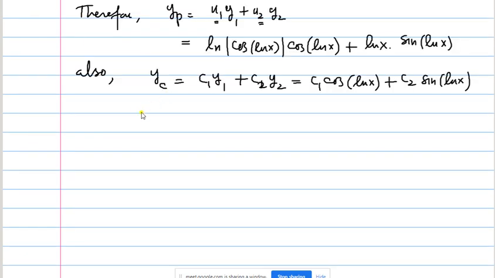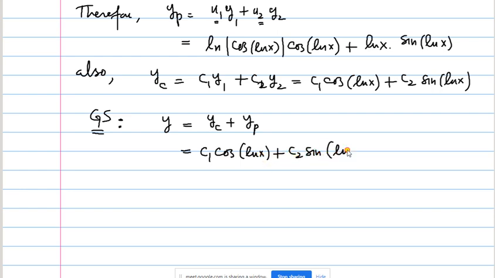Of course, calculation-wise this is maybe a little difficult. We just have to be careful, but it uses simple calculus, simple integrations. And because we do not practice integration, we are always in trouble. So this is my YC, and then we add YP, plus log of x into sine log of x.